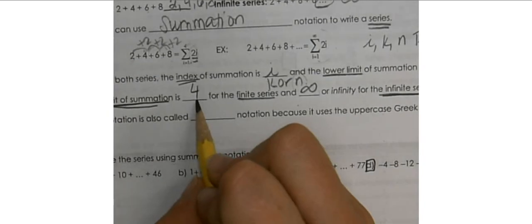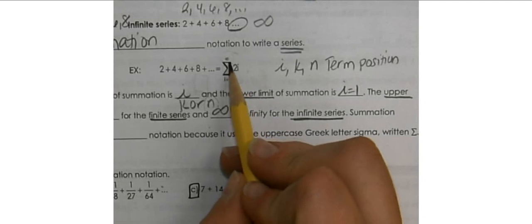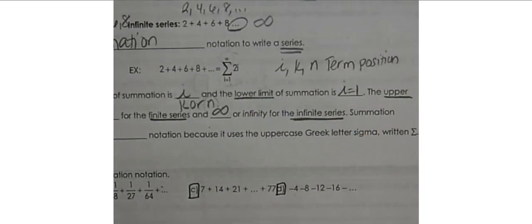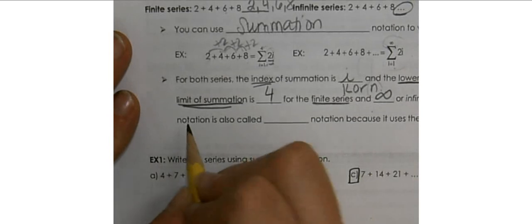That means that we are adding together all of our terms starting with the first term and ending with the fourth term, or we're going to be adding all of our terms starting from the first term and ending at the infinite term. Whenever we're dealing with any sort of infinite series, we have to do a little bit more analysis to see if it actually has a sum or not. We're not quite there yet. But summation notation is also called sigma notation.